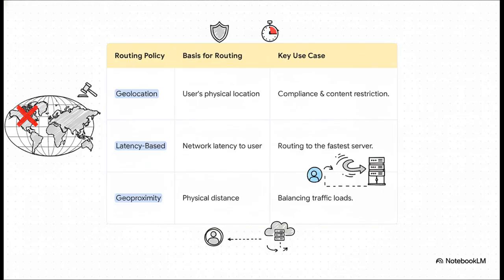Geolocation is all about the user's physical location for things like legal rules and compliance. Latency-based routing couldn't care less about your location. It only cares about which server is the absolute fastest for you. And geoproximity is all about the literal physical distance between your users and your servers, often used for balancing traffic. Just remember this: geolocation is for rules, latency is for speed.